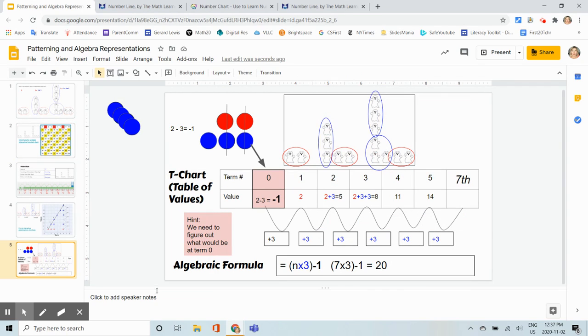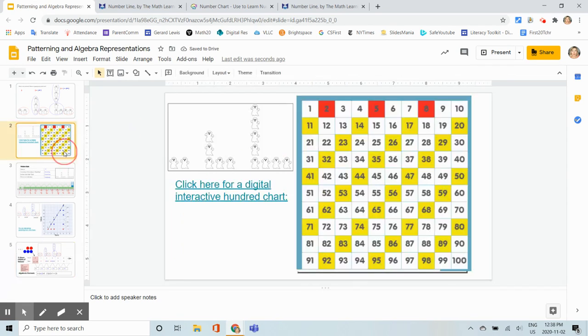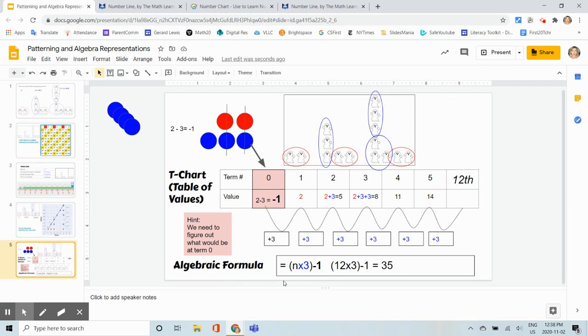Let's try this with the 12th term. So I'm going to take that 7th term out. I'm going to put in my 12th term. So let's replace the n for 12 times 3 minus 1. So 12 times 3 would be 36. We're going to take away 1. That is 35. Let's see if that works. 1, 2, 3, 4, 5, 6, 7, 8, 9, 10, 11, 12. My 12th term is indeed 35.